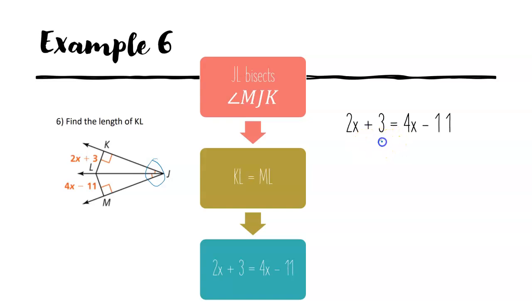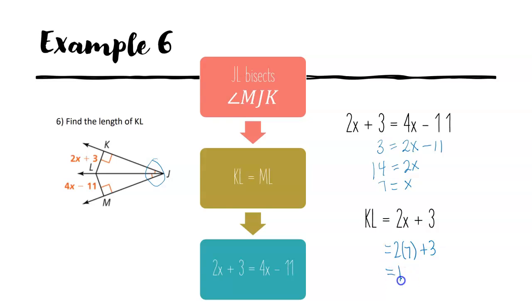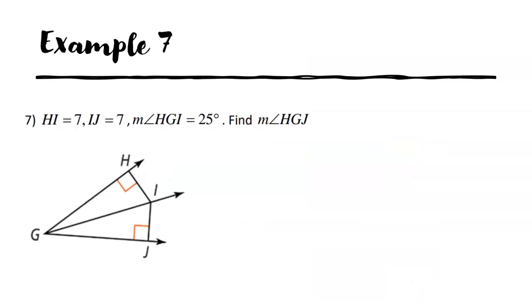I'm going to subtract 2x, so 3 equals 2x minus 11, and then I'll add 11. So 14 equals 2x, divide by 2, so x equals 7. And once I know that x is equal to 7, I can figure out that KL has to be 2 times 7 plus 3, or 14 plus 3, or 17. I'm going to let you solve example 7. So please pause the video and solve example 7.